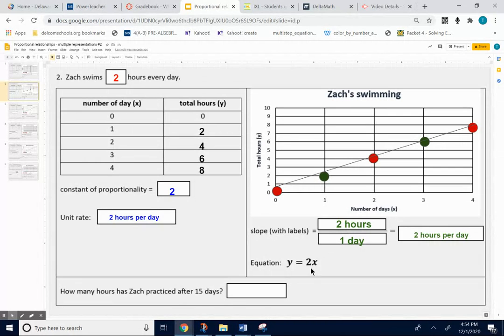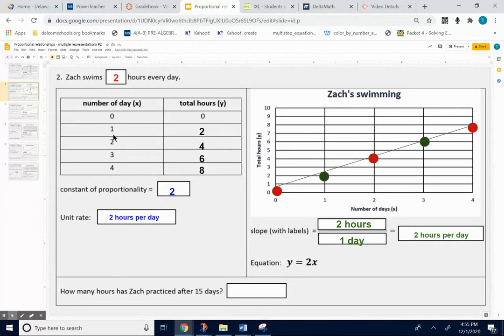So I have the graph and the data table. All I have left is this question here: how many hours has Zach practiced after 15 days? Just think about where 15 is on the data table. If it's days, it's going to be on the left side. The left side is days. So 15's way down here somewhere.